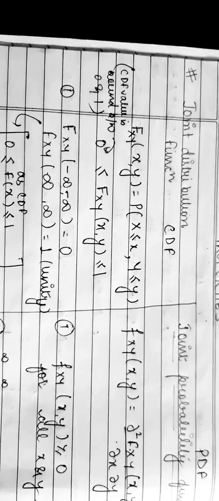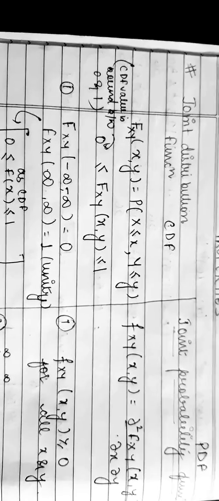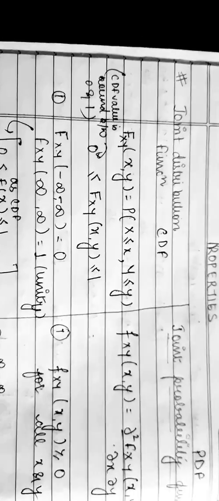Now, as we know, the CDF is bounded between 0 and 1. So if we put F(x, y) with real values, F(-∞, -∞) is equal to 0, which is the same case as the single-variable CDF. And if we put F(∞, ∞), then it is equal to unity. As we can see, this is the same as we discussed in the CDF. So this is the first property.